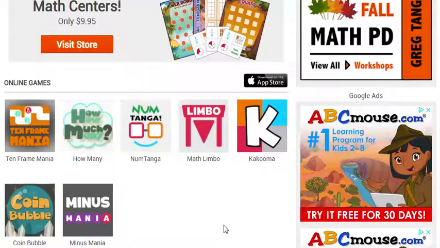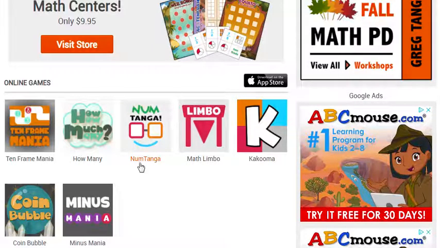The next game that I want to show you is a little bit different than the other games that we've already looked at so far, and it's called NumTanga. This is another one of the original Greg Tang games from his website, or has been around a little bit longer than most of the other games. But this is a little bit different than just trying to find two numbers that make a third number. This activity or this game is all about the multiple means of how we represent numbers.